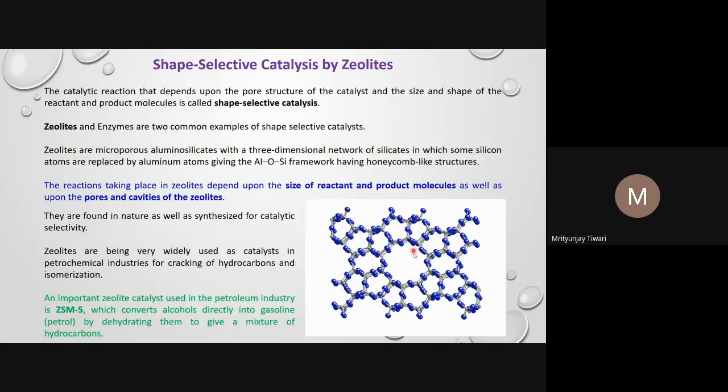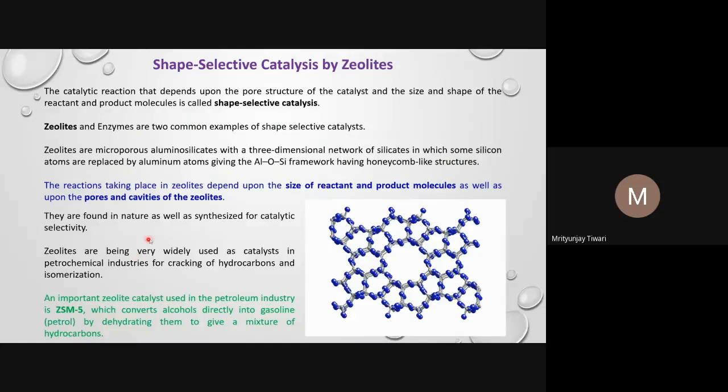So this has a honeycomb-like structure, and a honeycomb has certain pores, as you might have seen. And so the reaction taking place in zeolites depends upon the size of reactant and product molecules. So what reaction will happen depends on the size of the reactant and the product as well as upon the pore size or the cavity of the zeolite. So this pore size will determine what kind of chemical reaction will happen, and also which reactant and product will undergo the reaction and what the product will be. The product that will be formed depends on the size of the reactant and the product molecules.